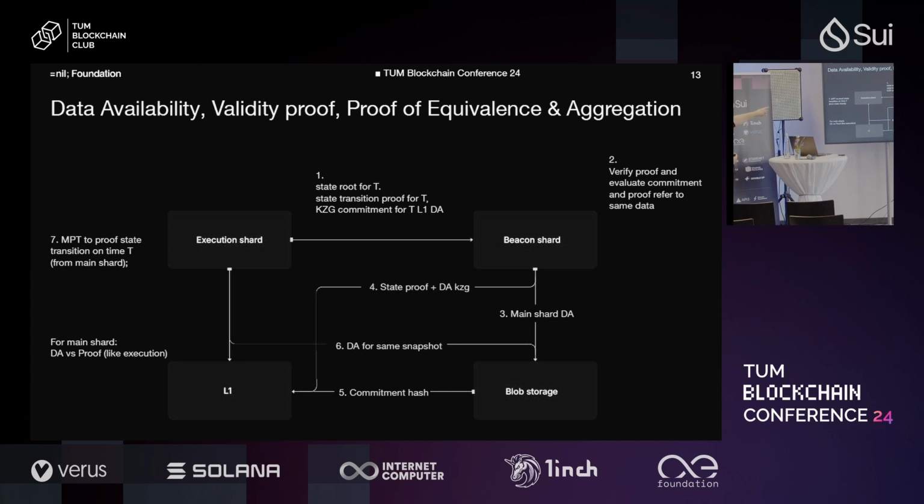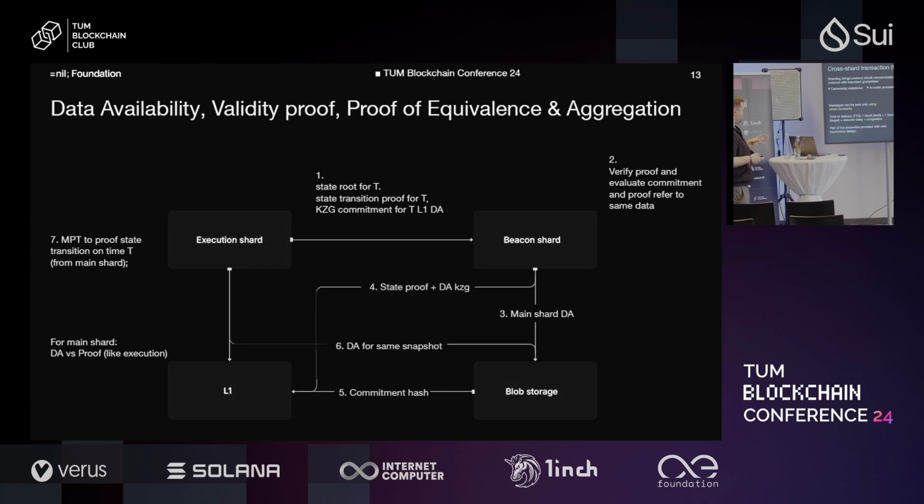The beacon shard can check all the proofs and submit a single aggregated proof, while at the same time each execution shard submits its data availability to blob storage. And then in the last stage, we just combine everything together. We take the main shard state proof and data commitments from the execution shards, and we're done. This is quite a beautiful schema, but at the same time it works very fast, because the beacon shard has the same block production speed as the execution shards.